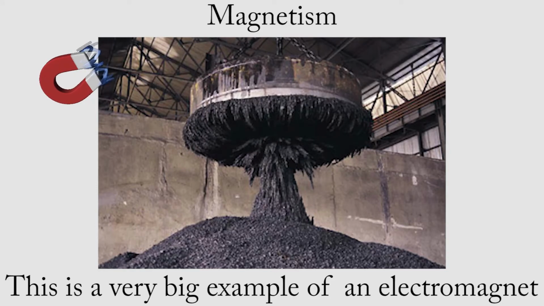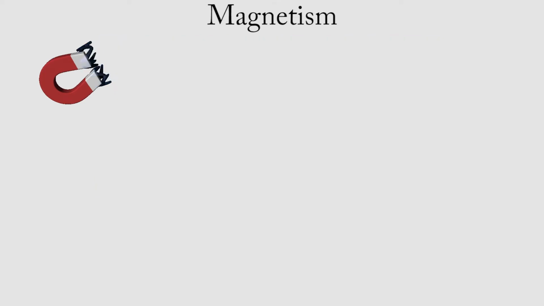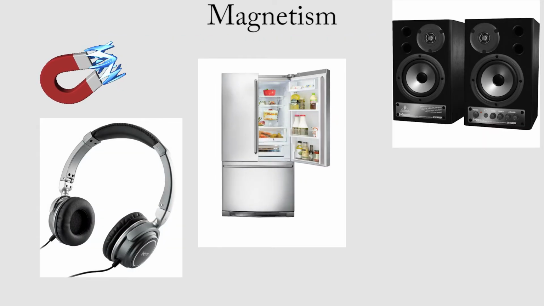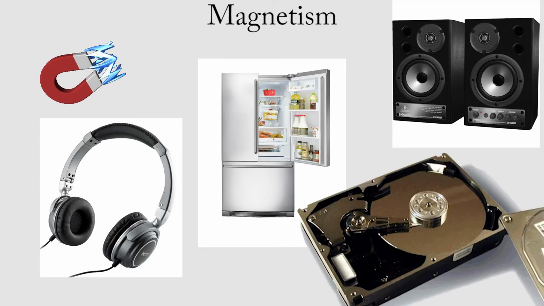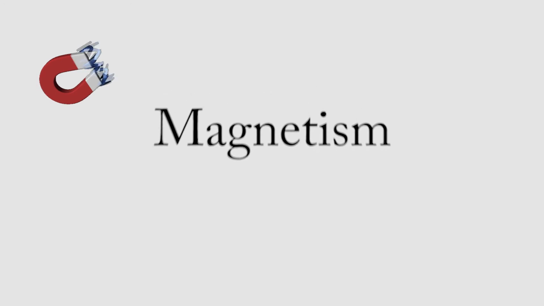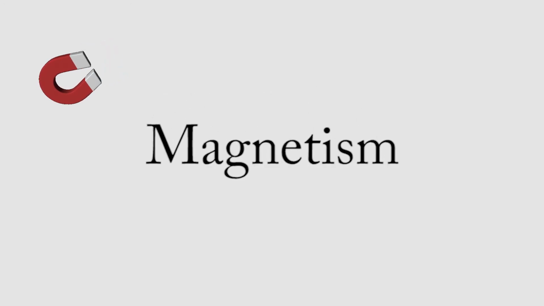Nearly all electronics and appliances with electric motors use magnets to generate electricity. Magnets are used to relay sound in headphones and loudspeakers. They hold your refrigerator door closed. They're used to store and read data on your computer. Magnetism is a simple force that can be used in many different ways.